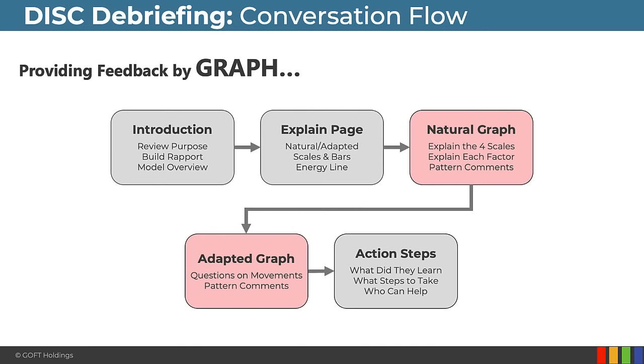The second way is we do it by graph, and this is my preferred way, it's the way I do it. So we do our introduction with our setup, we explain the page, we build the graphs, we do all of that, and then we actually go and we look at the natural style, D, I, S and C, and we've completed the exercise on that. We look at the adapted style, D, I, S and C, and the movements there, and then we move to action steps. For me personally, I find doing it by a graph to be a better way than doing it by factor. So now we move into the debrief proper.